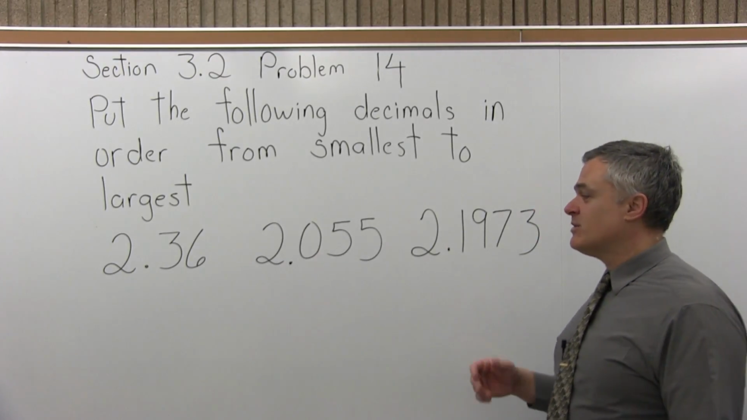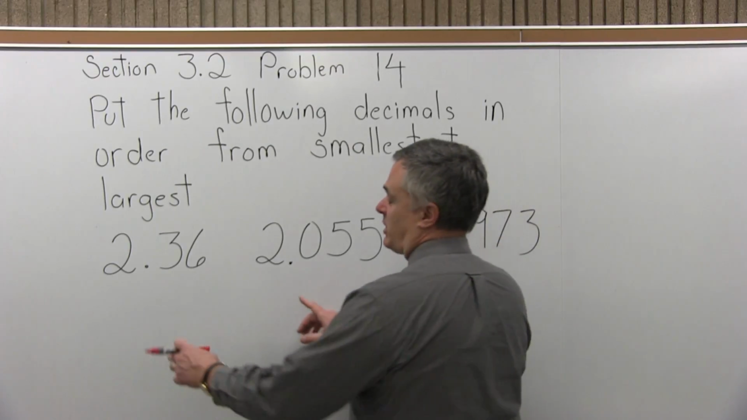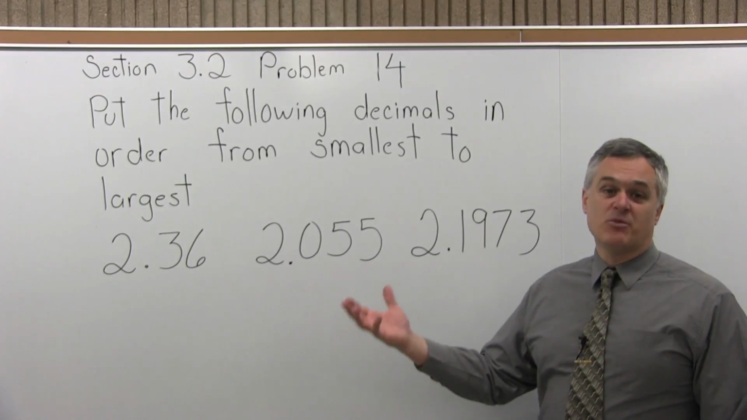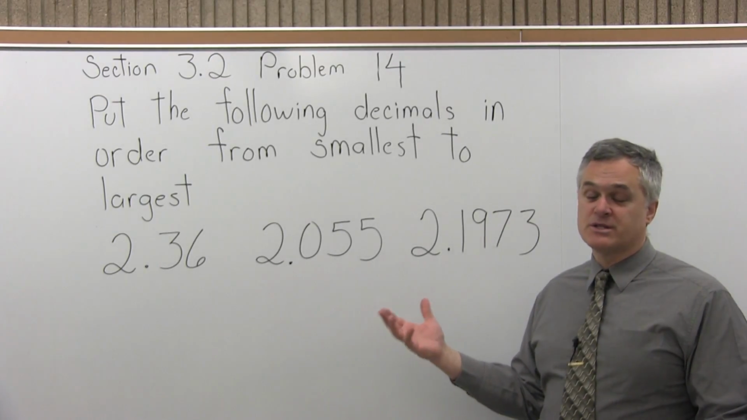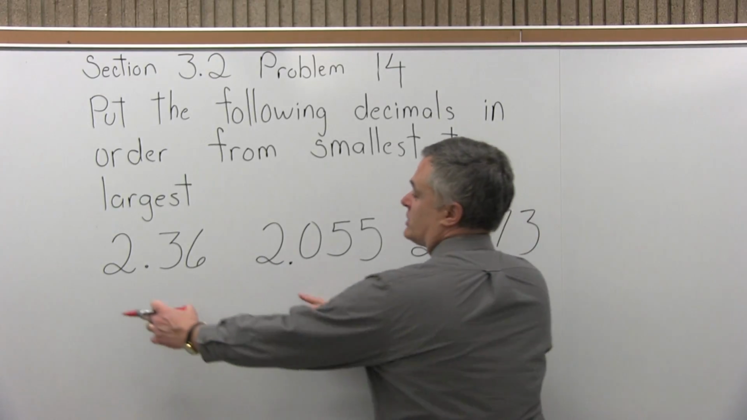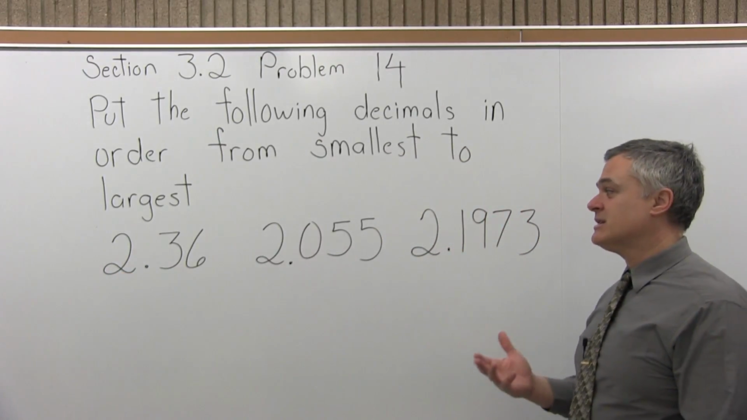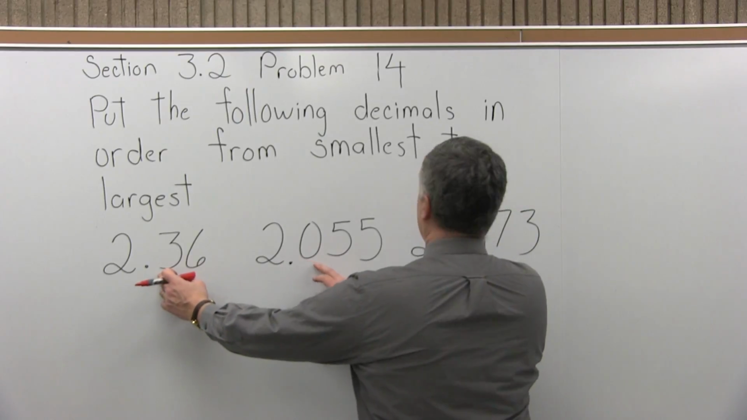So as we look at them, if it's not completely obvious which one is the smallest, what you want to do is start with the leftmost position, make a comparison. If there's a tie, move one position to the right, make a comparison there, and continue in that manner. So the leftmost digit for all three is a 2. So we have a tie, so that doesn't tell us anything. So move over one digit to the right.